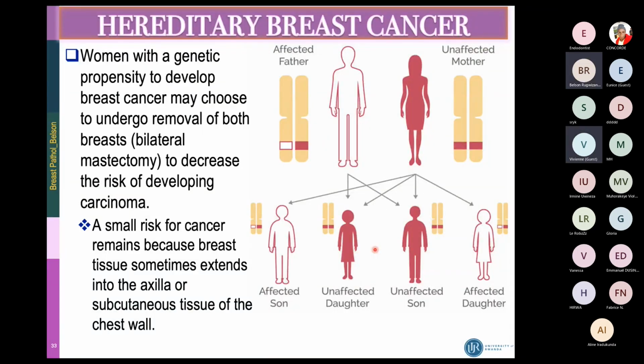So women with a genetic propensity to develop breast cancer may choose to undergo removal of both breasts, bilateral mastectomy, to decrease the risk of developing carcinoma. But it will not fully protect them, because breast tissue sometimes extends into the axilla or subcutaneous tissue of the chest wall. As we saw in embryology, breast tissue does not stop only where we see the breast, it is also elsewhere. So it does not mean it cures, but it decreases the risk.